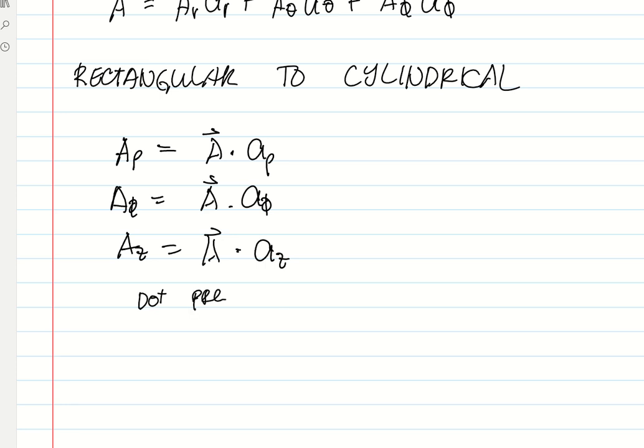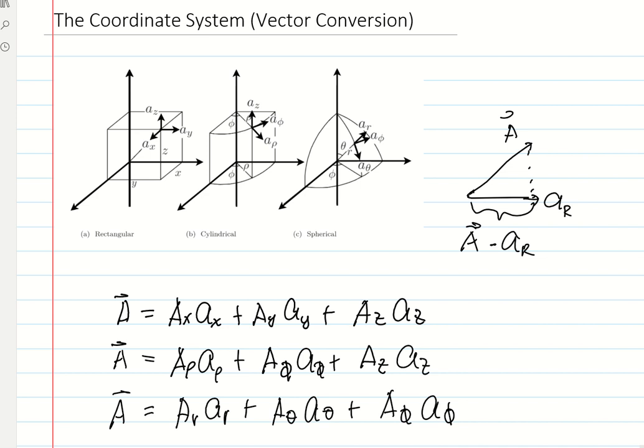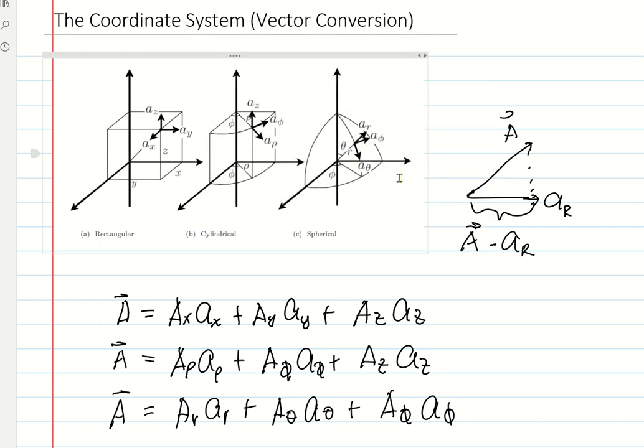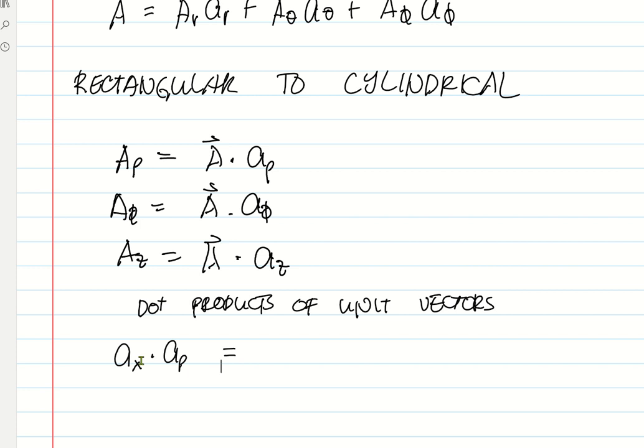Dot products of the unit vectors in rectangular and in cylindrical coordinates. So for example, a x dot a rho. What's a x dot a rho? We don't have that in our previous discussion, but we can calculate that. And just remember the definition of a dot product.